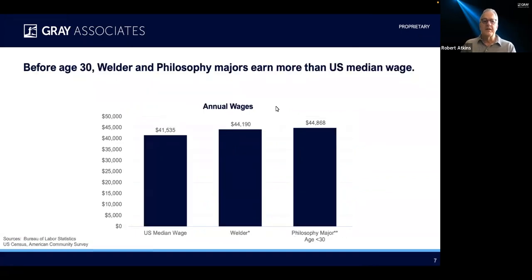Now let's take apart that welder and philosophy thing, just so you all have the data behind that. The U.S. median income is $41,000 a year, round numbers. Welders do fine. They make $44,000 a year, so they're solidly in the middle of U.S. individual wage earning. Philosophy majors under the age of 30 do in fact make about the same amount as welders, not what you'd expect for having invested in a 4-year degree, but still, you know, a living income.